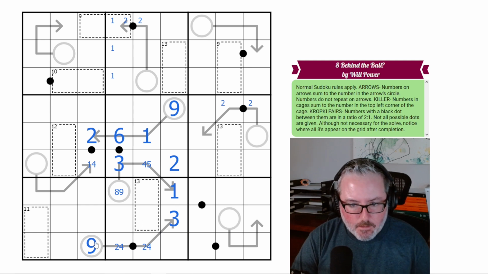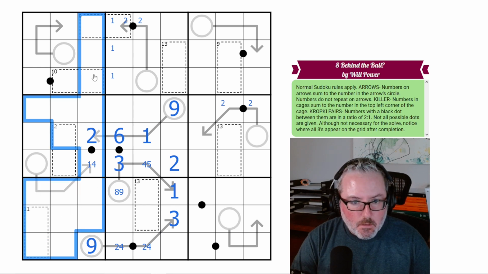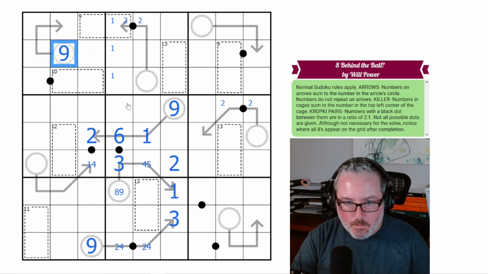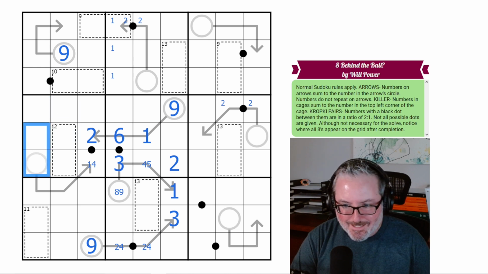Now, can we look back at our 9 and say anything about it? Because I said none of these could be 9s. None of these could be 9s. Yes, so we're getting a 9 here. It's looking like we're getting a lot of 9s in our arrows, and I wonder if that has something to do with our 8 behind the ball situation. So none of these are 9s, but one of these is.